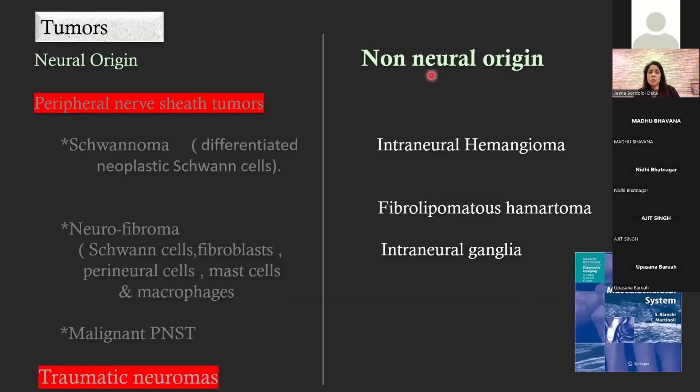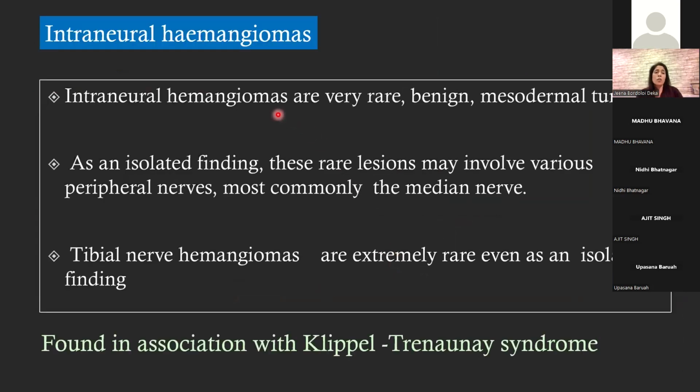So finally, coming to tumors of non-neural origin. Today I shall just be talking about intraneural hemangiomas and fibrolipomatous hamartomas, and I have borrowed Dr. Ankit's case on intraneural ganglia. Intraneural hemangiomas are very rare benign mesodermal tumors. As an isolated finding, these rare lesions may involve various peripheral nerves, most commonly the median nerve. And tibial nerve hemangiomas, even as isolated cases, are extremely rare.